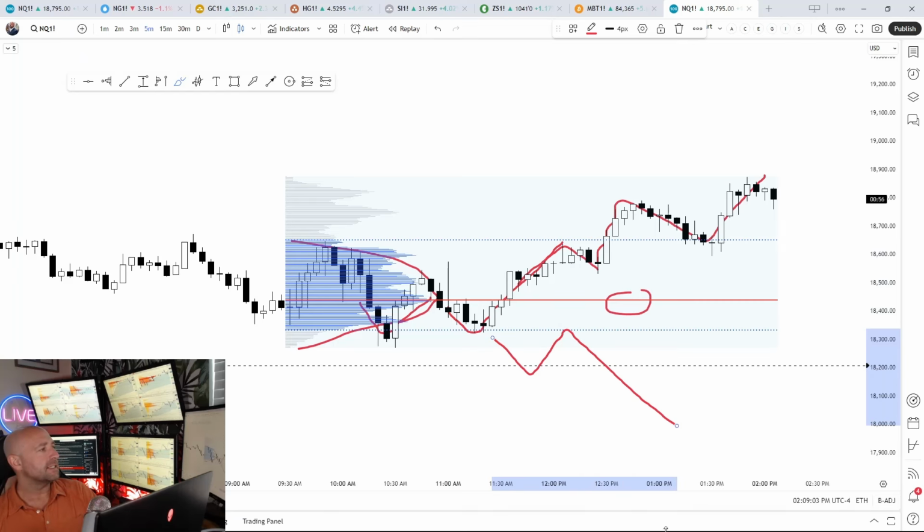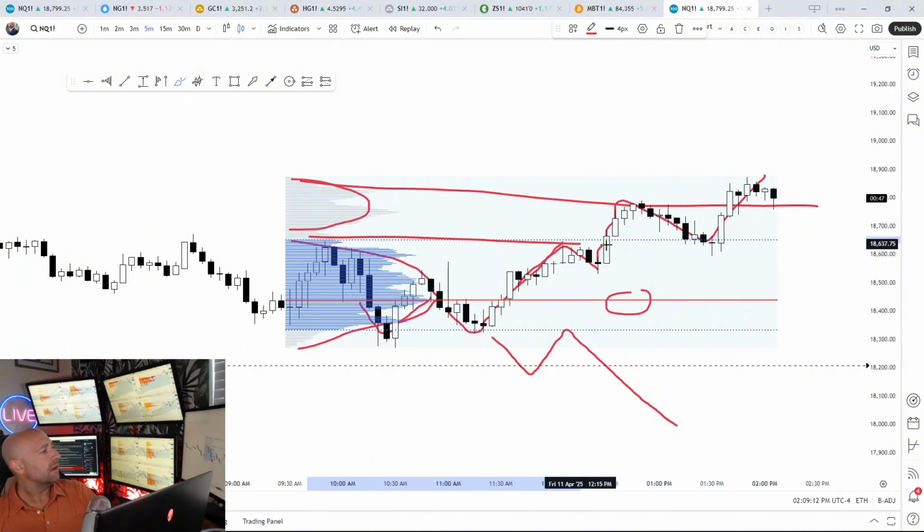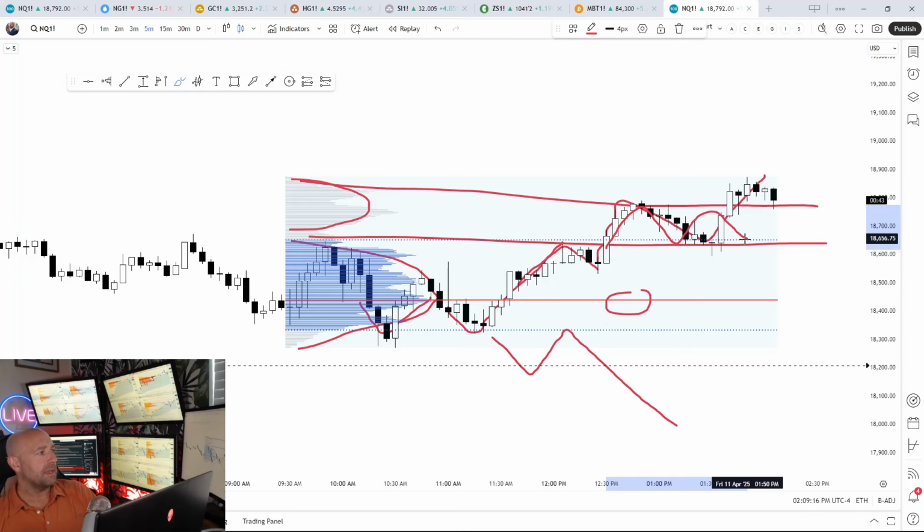For price discovery, we're moving to a different distribution. These smaller distributions can actually be traded as well with their own value area high and value area low. So these now become value areas to trade. All the same principles apply.